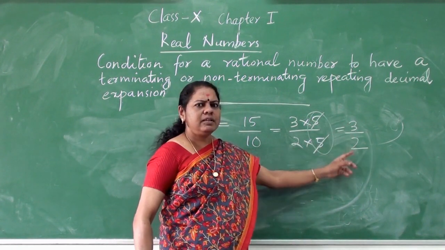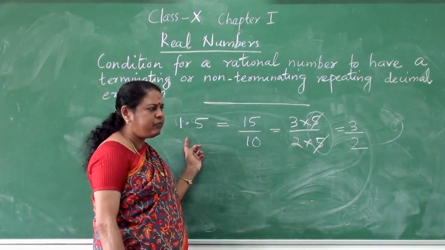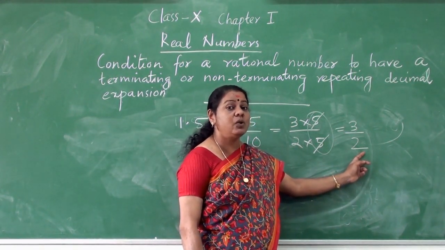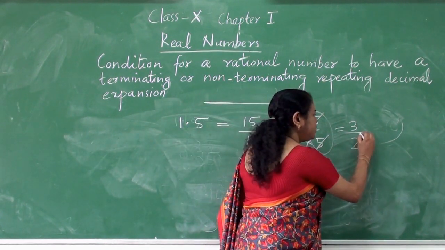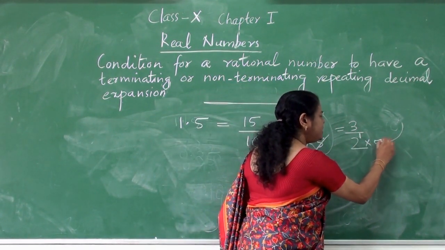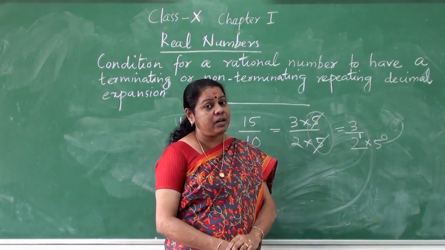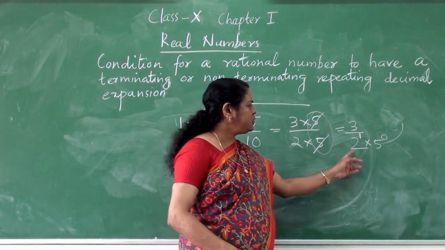Now, what is the decimal expansion of 3 by 2? It is 1.5. Here, the denominator has only factor 2. If you want, we can write it as 2 raised to 1. No 5 is there. If you want, we can write it as 5 raised to 0, because any number raised to the power 0 is 1. So, 2 raised to 1.